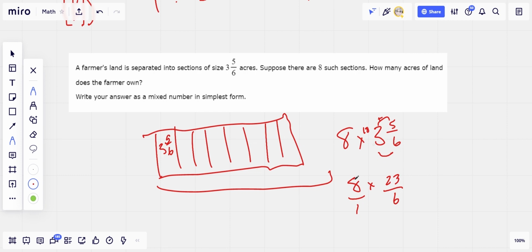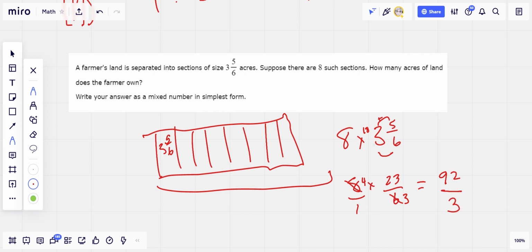Again, I notice there's a divisibility by 2 on the top and the bottom, so we're going to divide by 2 here and divide by 2 here. And then we have on the top 4 times 23. Let's see, 4 times 20 is 80, and 4 times 3 is 12. 80 plus 12 is 92. And on the bottom we have 3.